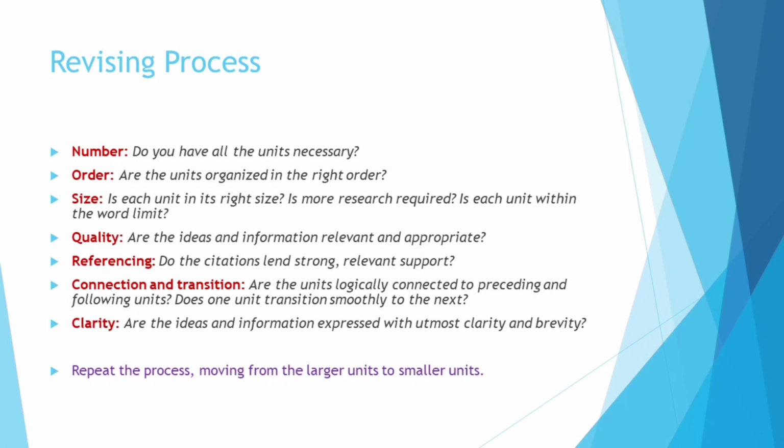Now, remember, you need to repeat this process. You move from larger units to smaller units, right? For example, first you consider the paragraphs. You look at the number, order, size, quality of the paragraphs, connection and transition of paragraphs. Then you go inside each paragraph and you do the same thing. You look at the components inside a paragraph. Do I have the right number? Are they in the right order and size? Do you have the right quality? Do you have connection and transition? So on and so forth, until you have checked all the units, all the elements from the largest to the smallest.